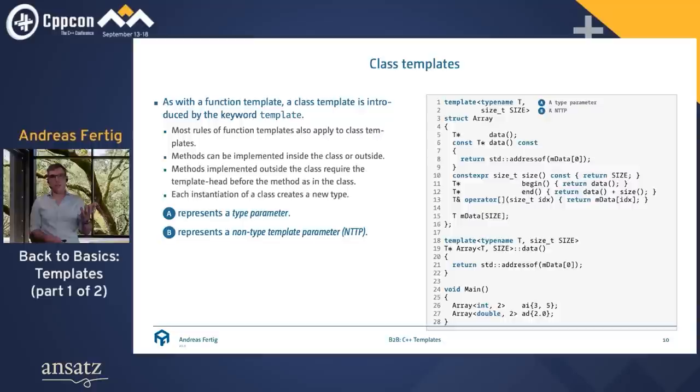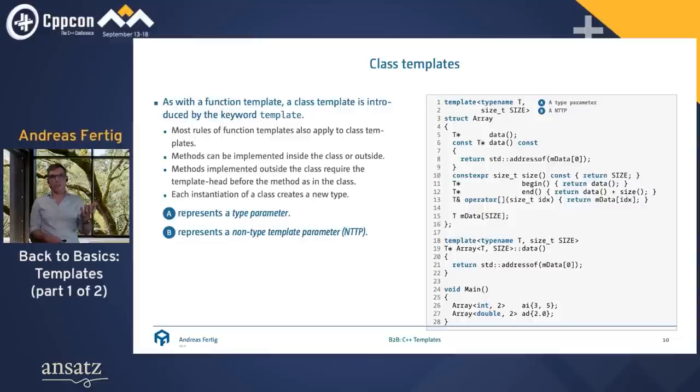And if you're looking closely, I do different things for the two data methods. The one for the non-const case is implemented out of line. It's implemented below the class, while the one using the const version is implemented directly in the class. And as you can see in line number 6 for the const version, this is straightforward. You implement the method like you would always do it.